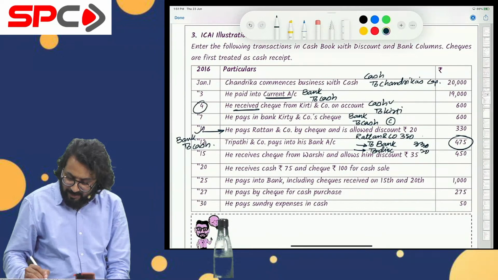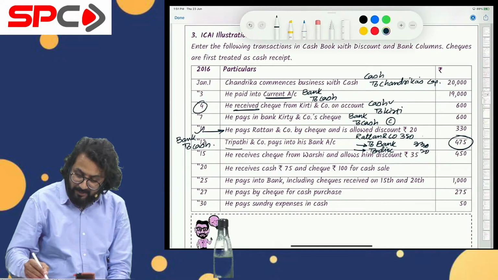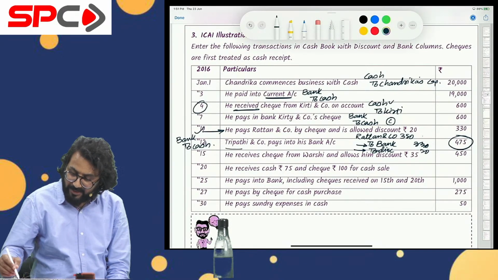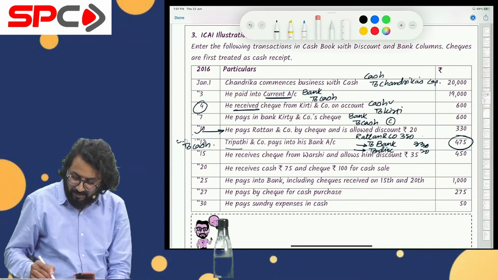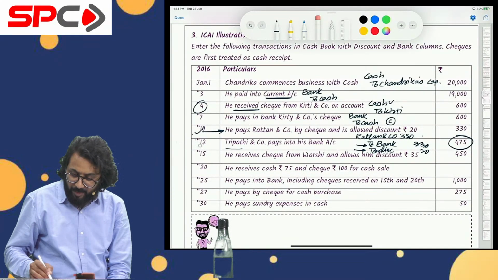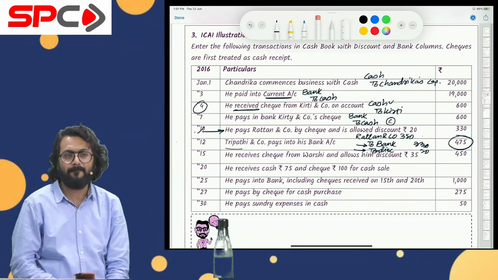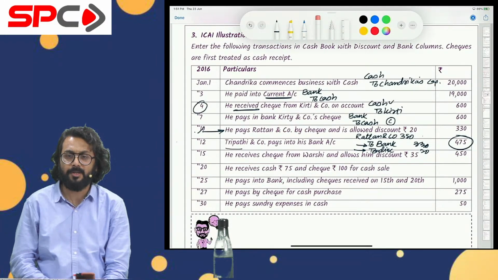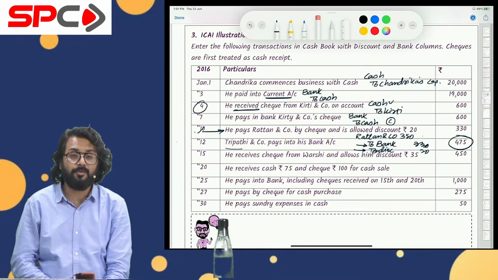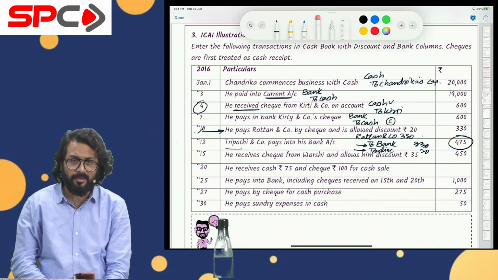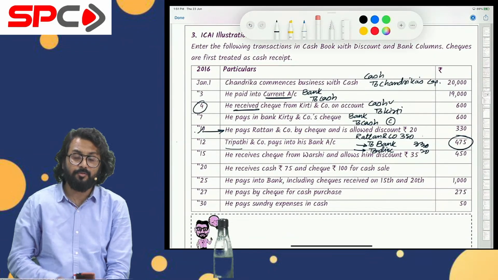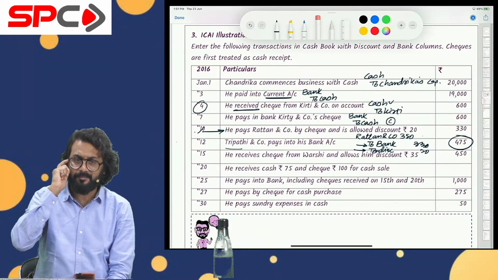Because when he says Tripathi and company, oh I am so sorry, Tripathi and company, we are who? We are Chandrika. I'm sorry, this entry has gone wrong. Now Tripathi and company is like what? How many of you made online payment to SPC? How many of you paid online payment from your city? So where did you pay it from?